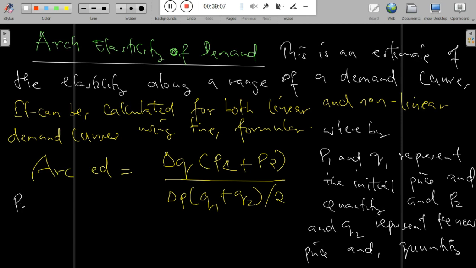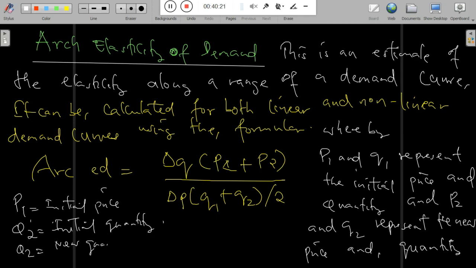So let's look at how we can apply this formula to calculate the elasticity of demand. Remember, P1 and Q1, as I told you, represent the initial price and initial quantity. That should be noted before we go on to apply it to solving problems under arc elasticity of demand. So that is how it is.